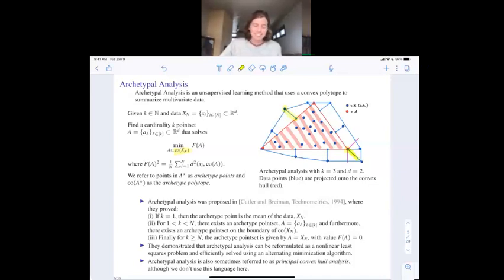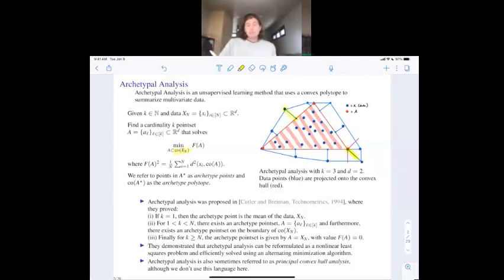Okay. So after I solve this optimization problem, I'm going to just attach the adjective archetype to everything involved with that solution. So the optimal point set, I'm going to call the archetype points. The convex hull of those points is going to be the archetype polytope. If I'm in 2 dimensions, I'll call this the archetype polygon, or the archetype triangle if k is equal to 3. Okay, so that's the language I'm going to use.